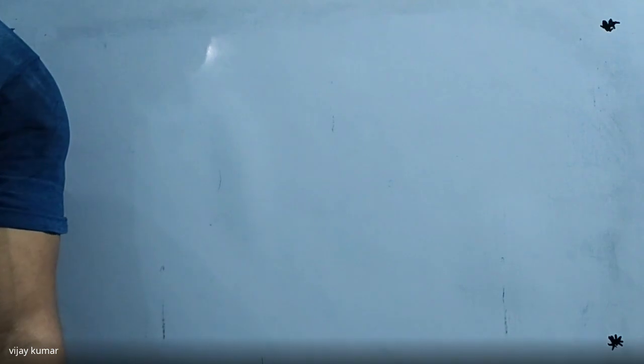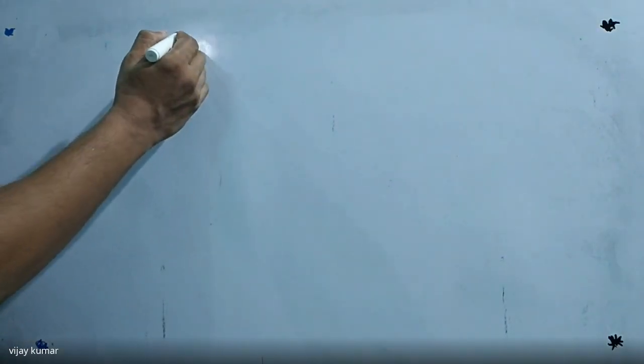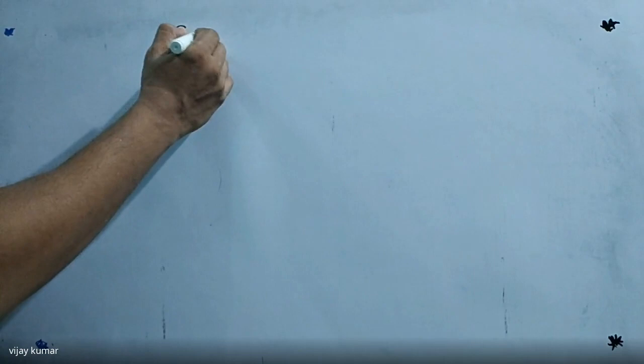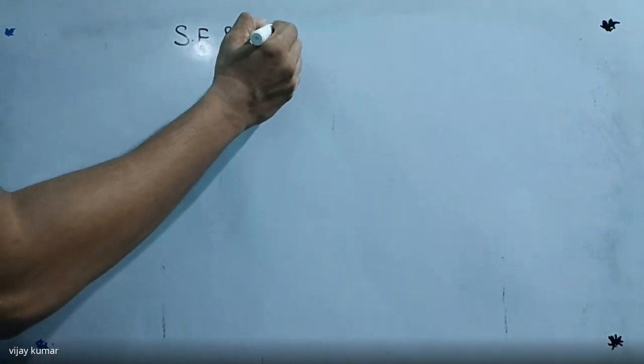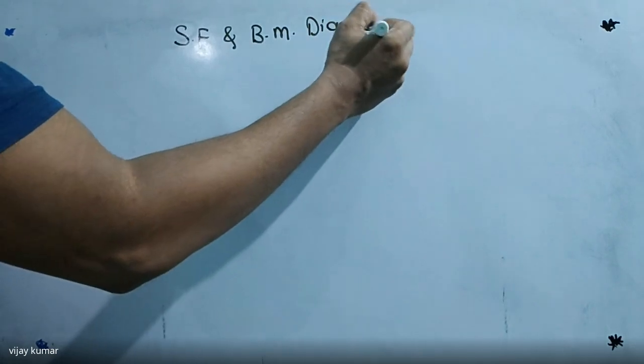Now I'm going to explain the third chapter, chapter number 3. That is a very, very important but a very easy chapter in our strength of materials. That is nothing but shear force and bending moment diagrams. So here I'm writing shear force and bending moment diagrams.